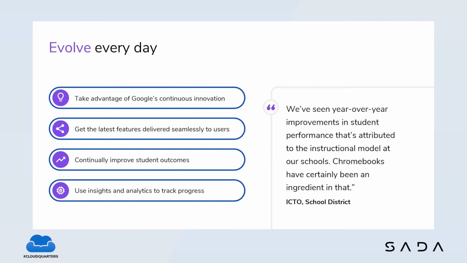Overall, with Google Workspace, it allows you to evolve every single day. You can take advantage of the rolling train, which is Google's continuous innovation on Workspace, and get these features delivered seamlessly to users. There's no updates to run. Google does this in the background so that the features just appear and your people will start using them effectively.